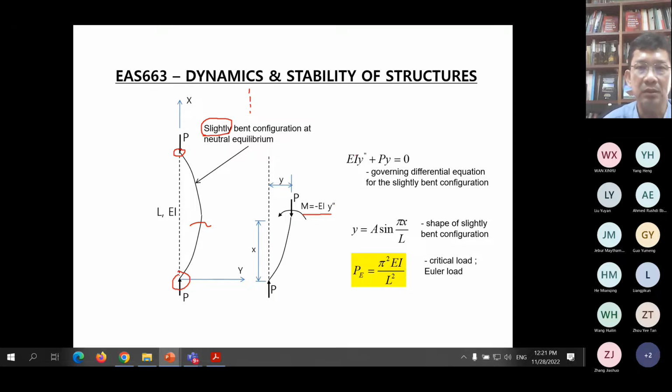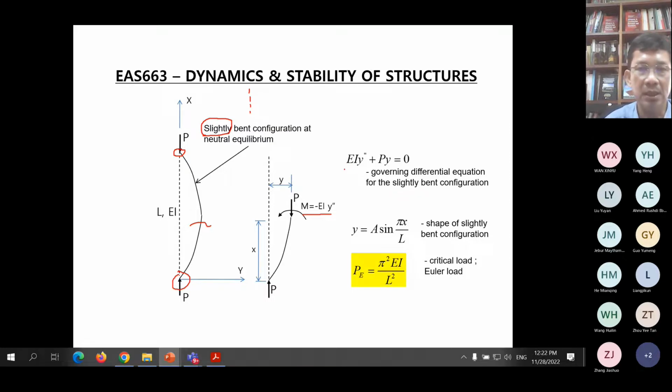To get the governing differential equation based on this slightly bent configuration free body diagram, we just need to take moment at this point. You take moment of all the forces at this point and make it equal to 0. So we get minus EI Y double prime minus P Y equal to 0, and you simplify. This is what we call the governing differential equation for the slightly bent configuration.